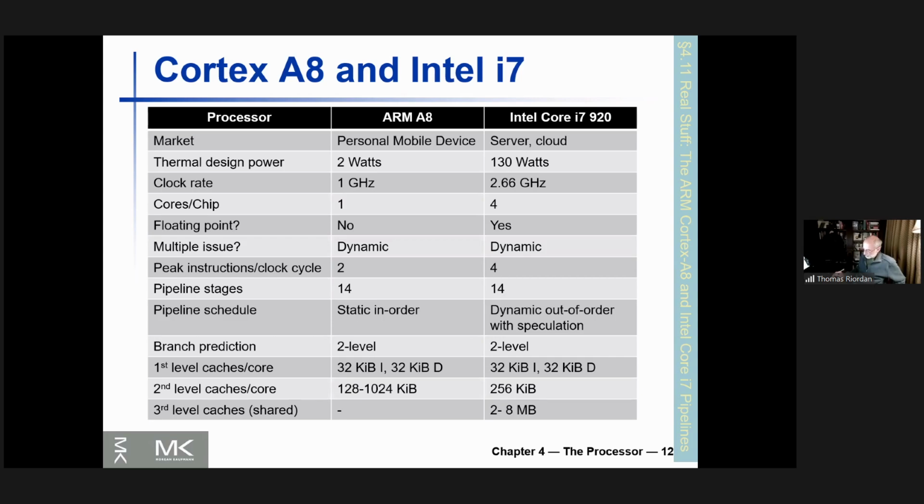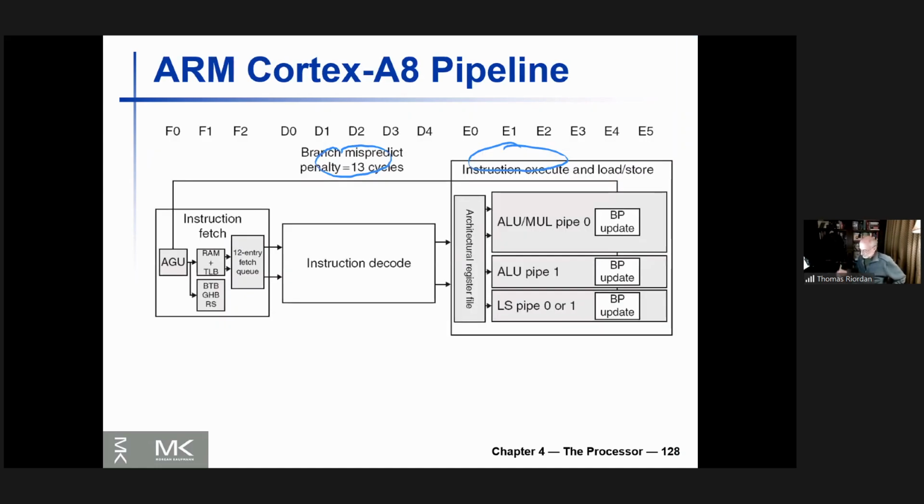So I don't know why they're comparing these two particular processors, other than just to show that they're completely different classes of processors. When you run programs on these two processors, you will get wildly different run times. We don't care.